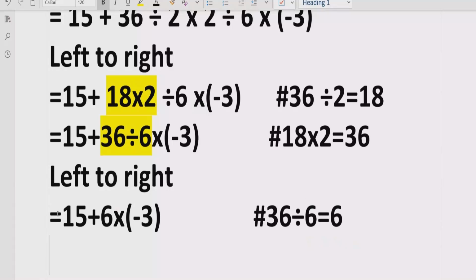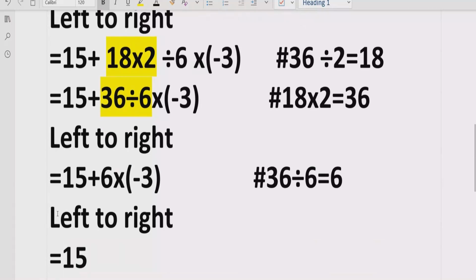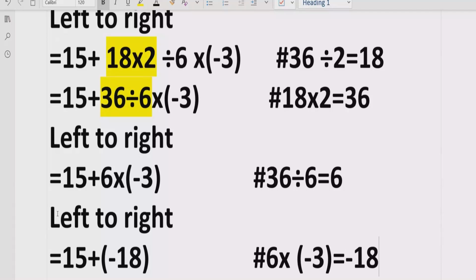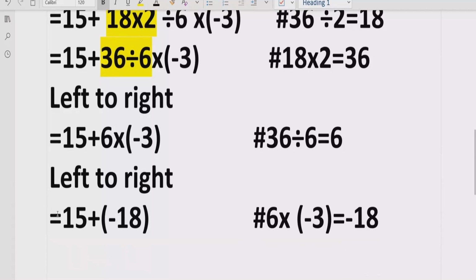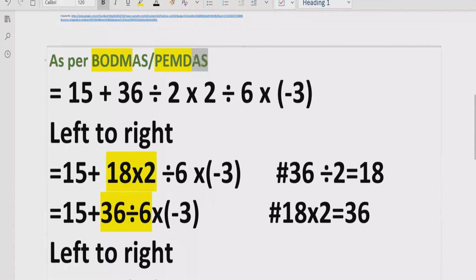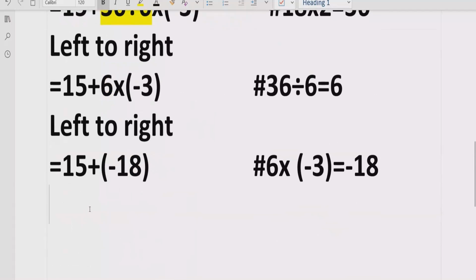Now again we have to go left to right to solve the last multiplication in this expression. Now we have 15 plus 6 multiplied by -3, we get the answer -18. And here we have to give the reference: 6 multiplied by -3 equals -18. Now move forward, we have solved all multiplication and division. Now move forward for addition and subtraction. So what we have to do, we have to go again left to right, and here we have 15 plus minus 18.